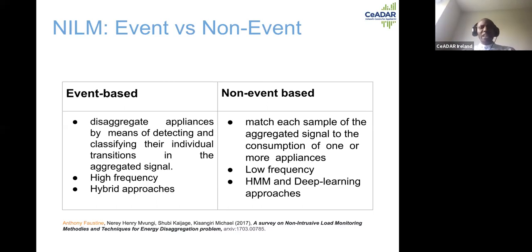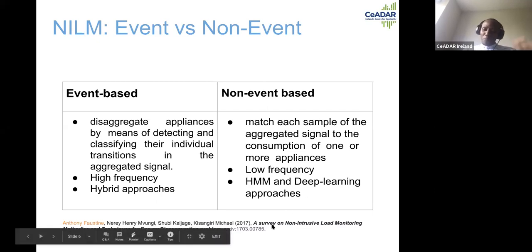And of course, deep learning and hidden Markov models have been among the driving machine learning algorithms in the non-event-based approach. And in the event-based approach, it uses hybrid techniques, both deep learning and non-deep learning. To explain this event-based and non-event-based distinction, and examples of how it could be used, I have written a survey paper, which tries to summarize methods and techniques for non-intrusive load monitoring. You can find more information in that particular paper.